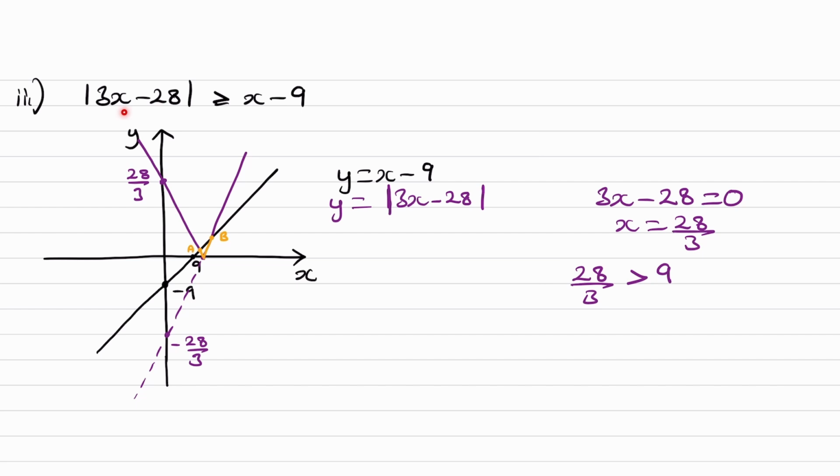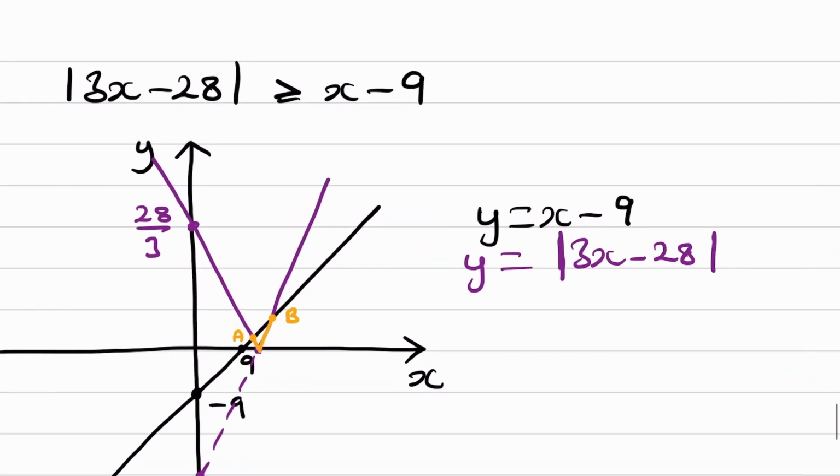This says the modulus function is greater than or equal to x minus 9. We see that that is sometimes true when we're considering x coordinates to the left of A and x coordinates to the right of B, but it's not true for x coordinates in between A and B. So therefore it'll be sometimes true. And then we can just give a little conclusion. That with the graph would be enough for the 2 marks.